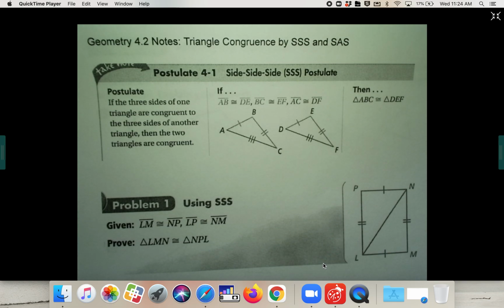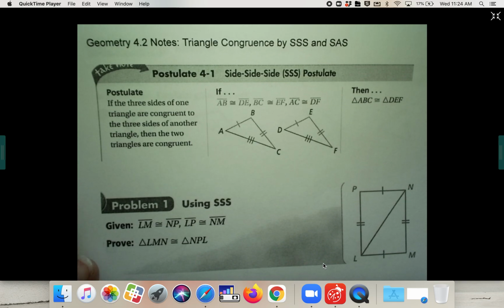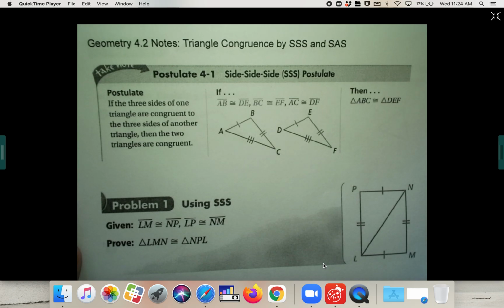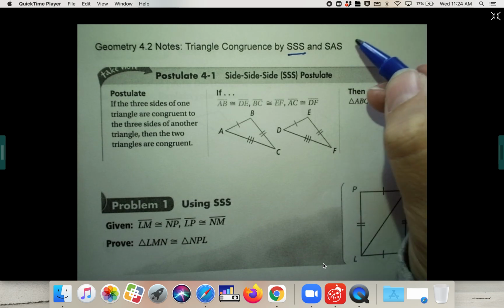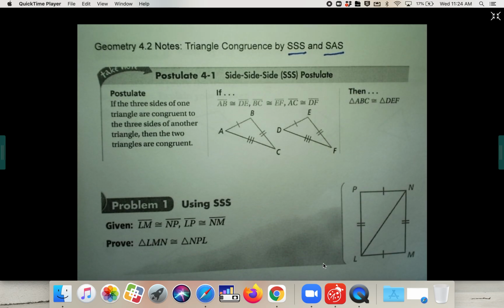All right, so these are your Geometry 4.2 lesson notes. It is about triangle congruence by side, side, side. That's what SSS stands for, and side angle side. That's what SAS stands for. So we're going to do about 5 of these triangle proofs, but we're just going to do the first 2 today in today's lesson.